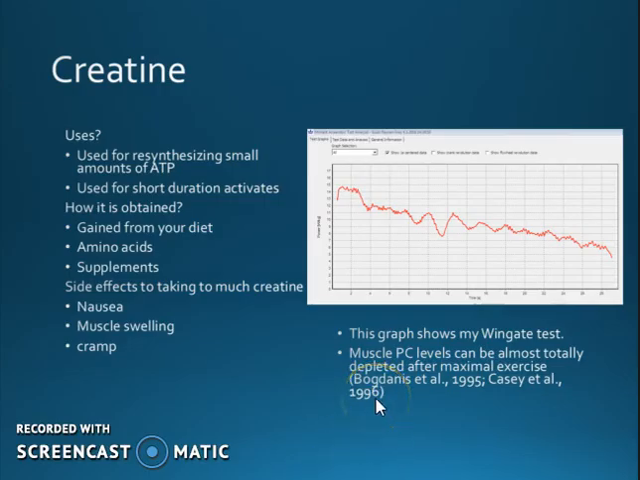So how do we obtain creatine? It is obtained in our diet. For example, we eat meats and fishes, and these are quite high in creatine, and also we make it in our body from amino acids.